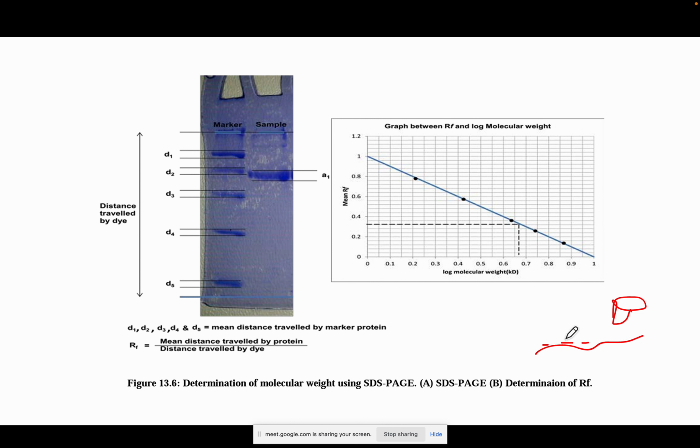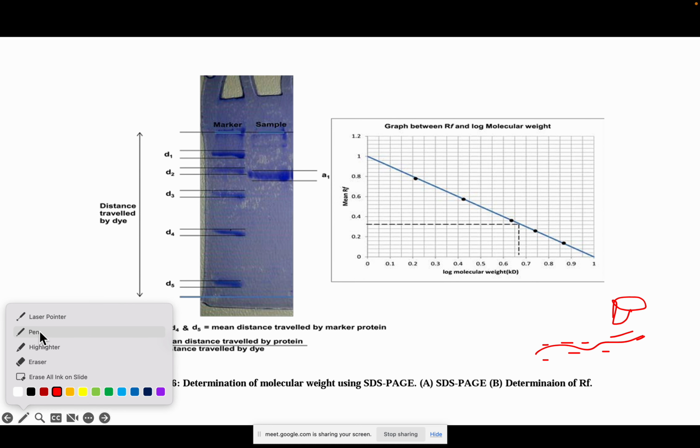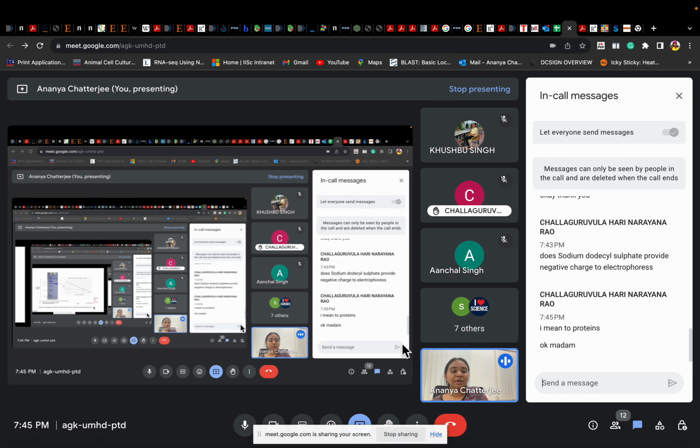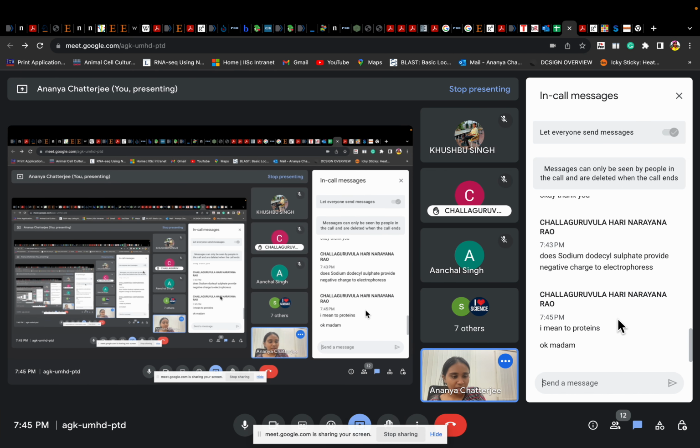The SDS molecule will bind with the protein, so it gives the protein a negative charge. Then every protein will have the same charge, so the mobility will not be based on charge, but will be based on the molecular weight. Yes, it gives a negative charge.